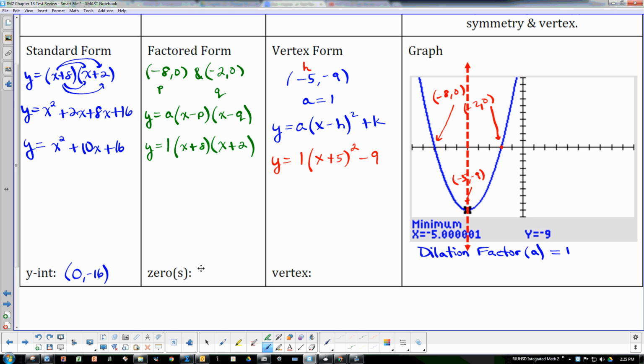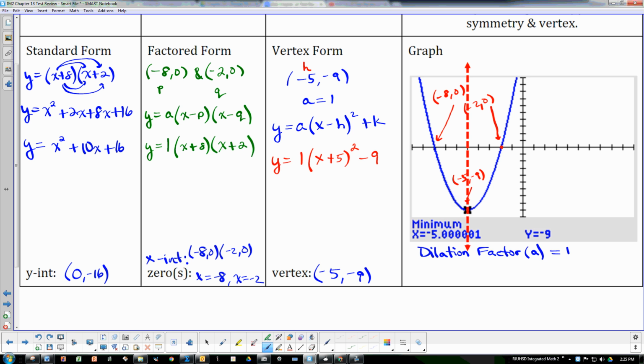The zeros are really just x equals negative 8 and x equals negative 2. The x-intercepts are (-8, 0) and (-2, 0). The vertex is (-5, -9). You were given that. And we have everything done.